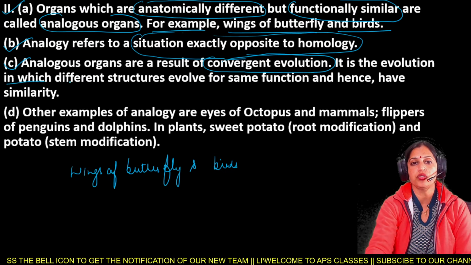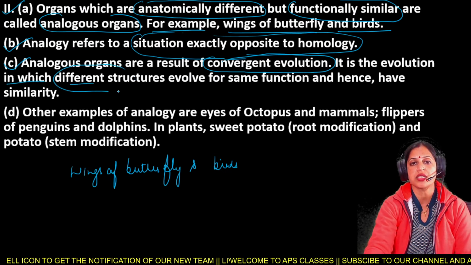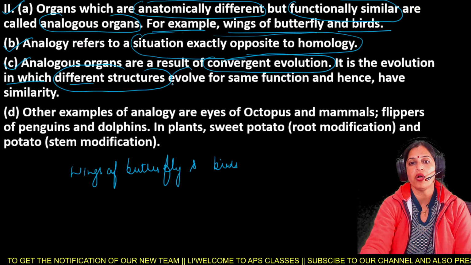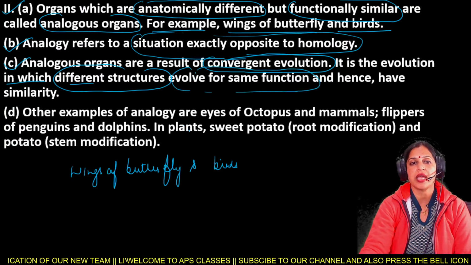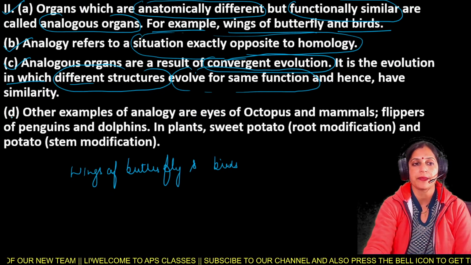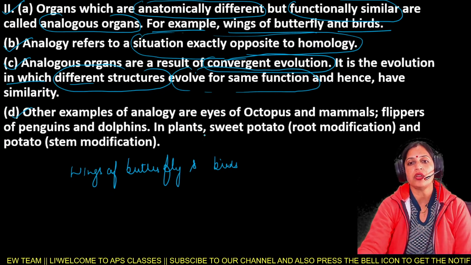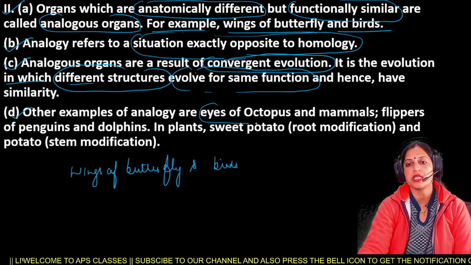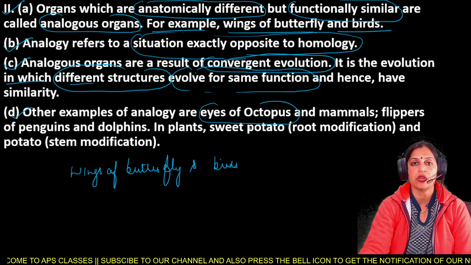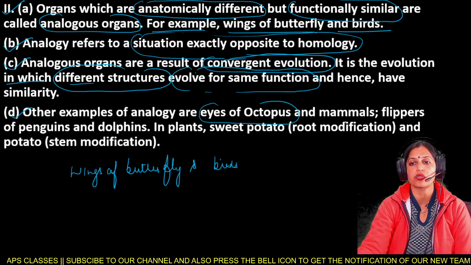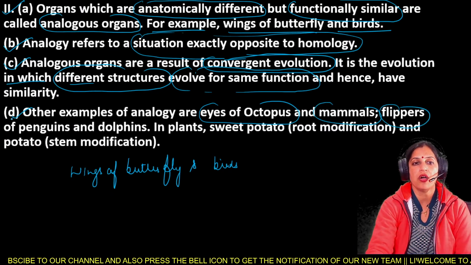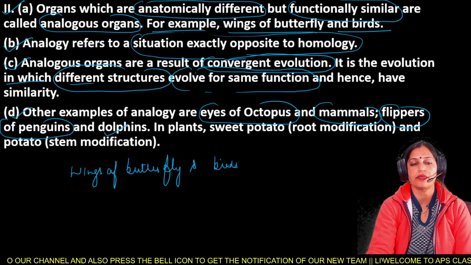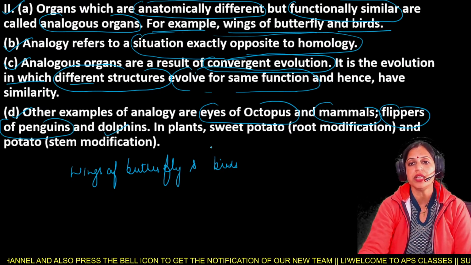And it is the evolution in which different structures evolve for the same function, and hence have similarity. Other examples of analogy are the eyes of the octopus and the eyes of mammals, and the flippers of penguins and dolphins.